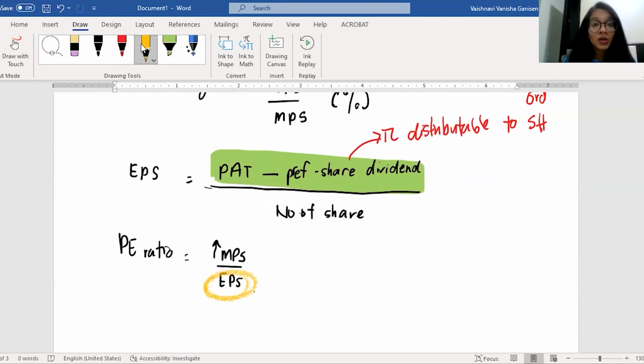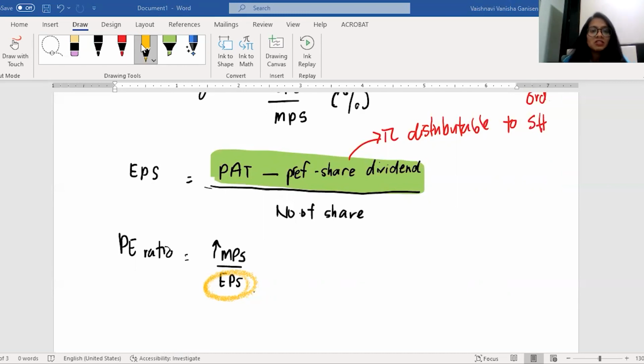So you cannot say you want to reduce the EPS. You must try to increase the market price per share rather than trying to reduce the EPS. Right? So if that is very clear, now I think we can proceed to try a question.